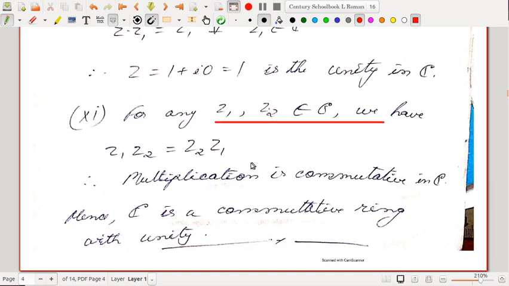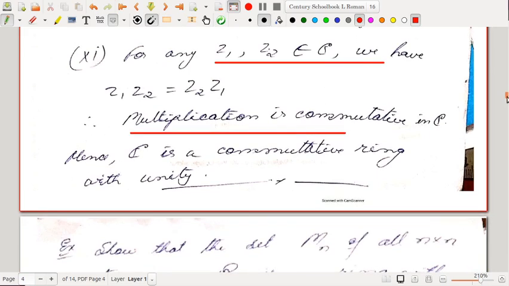So we know, by the multiplication properties of complex numbers, that multiplication is commutative in C. Hence, C is a commutative ring with unity. Okay, so this is what we have shown. Let us try another problem.